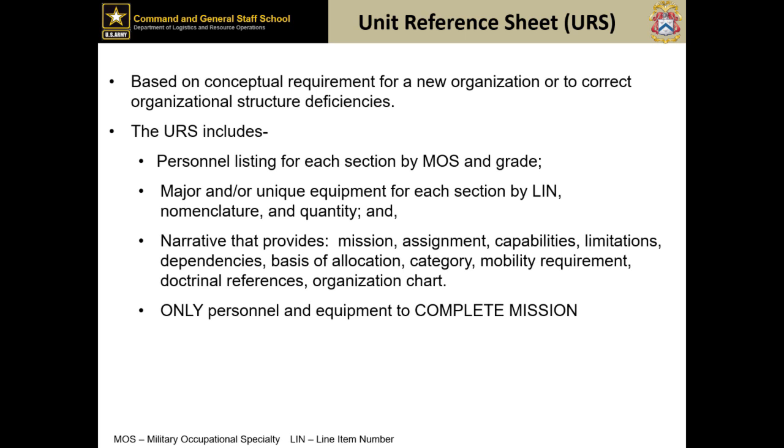The URS is a basic structure. It's got those different items there, the sections, what the mission is, what the capabilities are, what limitations it has. In other words, it may need cooks, it may need a headquarters, it may need comm support, it may need maintenance support, how much stuff it can carry, and a small organizational chart. And it's generally only the personnel and equipment needed to complete the mission. So it may not have any cooks on it because this is just coming from the Center of Excellence. It's very, very basic.